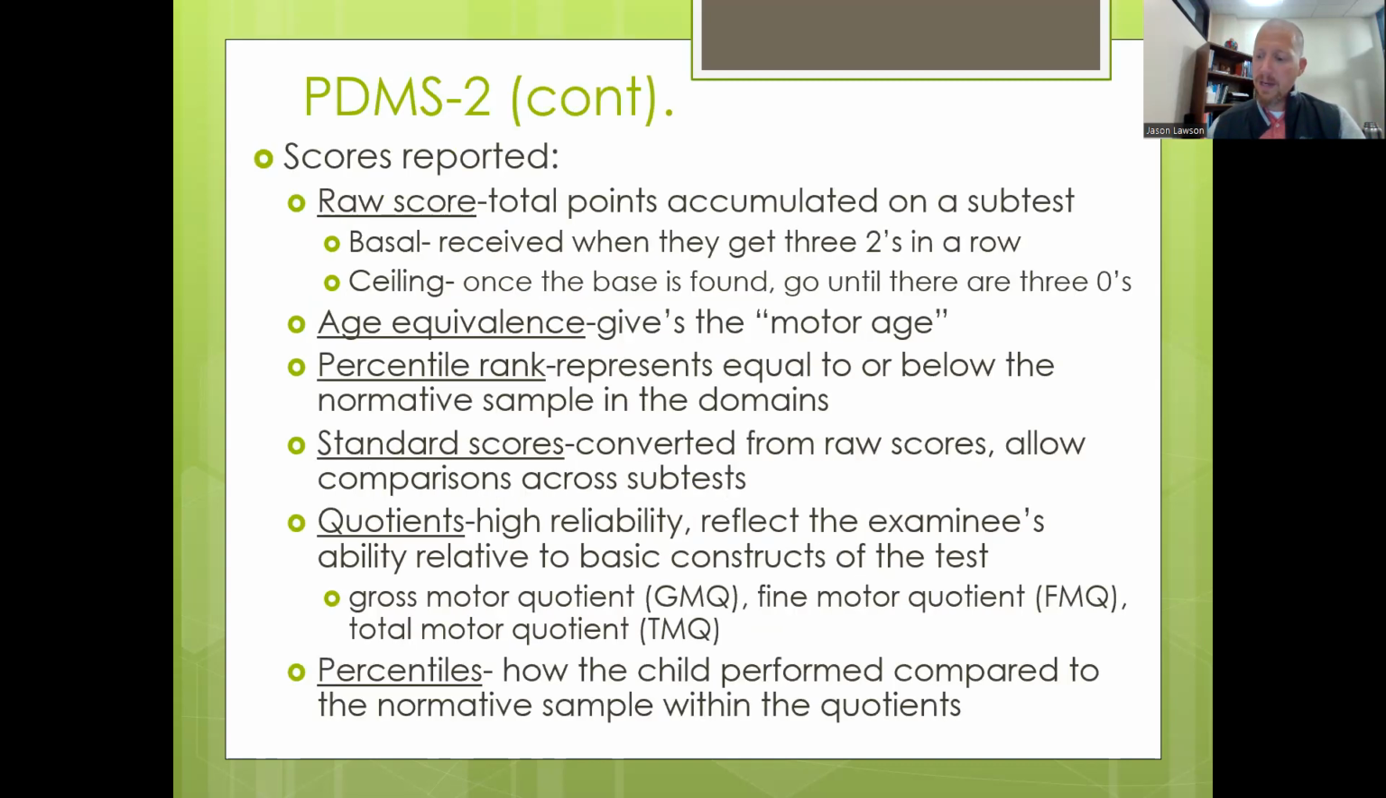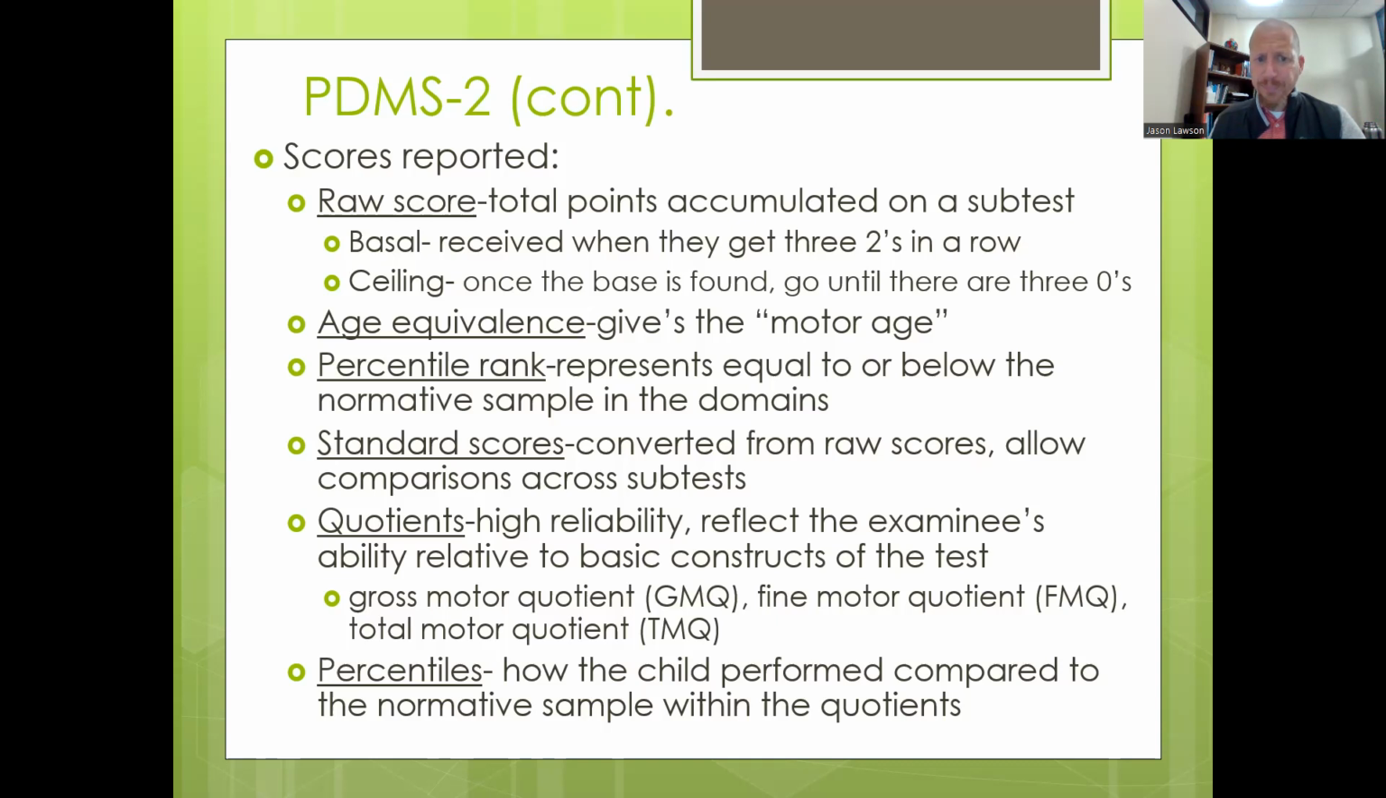So if you remember in the lecture before, I talked about different types of scores and scores obtained. So in the Peabody, the scores that are applicable are going to be the raw score. And so when we go through each subtest, that's where we actually will calculate and add up the total points accumulated. And it's a little tricky with the Peabody, and hopefully I can tease some of that out. The basal score is received once a child gets 3 2s in a row. Again, when I share my example, we'll take a look at this.